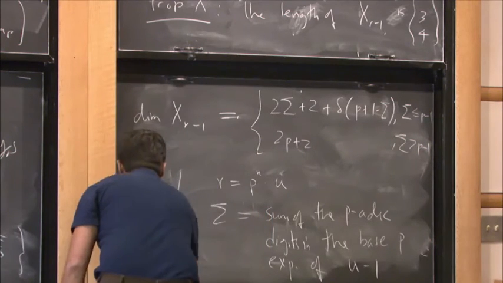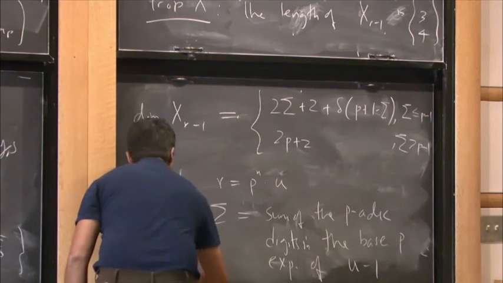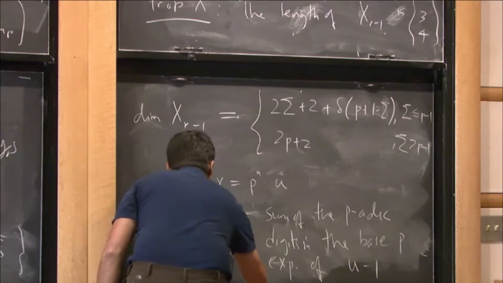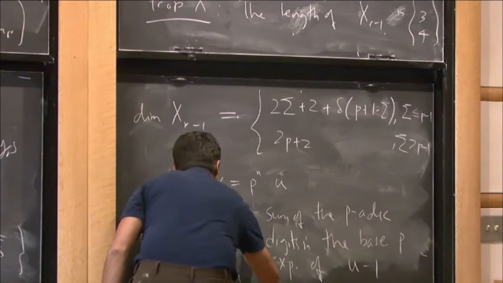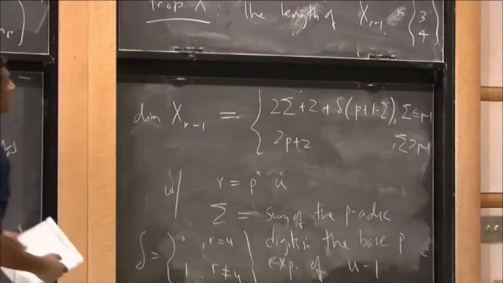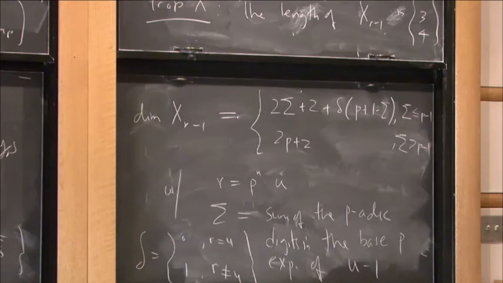And delta is just 0 or 1 depending on whether p divides r or not. Okay, so the first order of business is to somehow completely control this module x^(r-1).